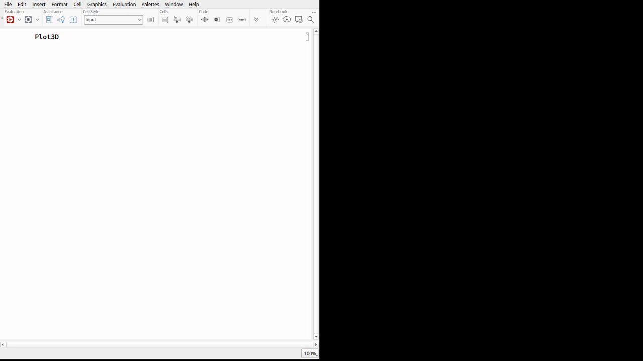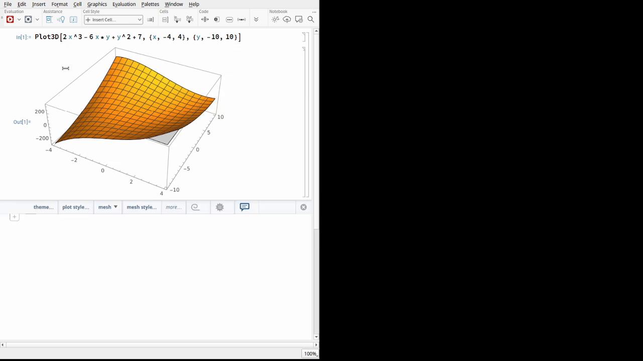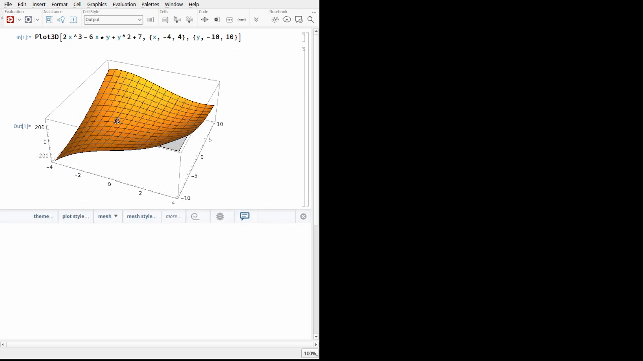So our function was 2x cubed minus 6x times y plus y squared plus 7, and we found critical points at (0, 0) and (3, 9). So I'm going to, for right now, look at x going from -4 to +4 and y from -10 to +10. And so here we have our oddly looking sheet.